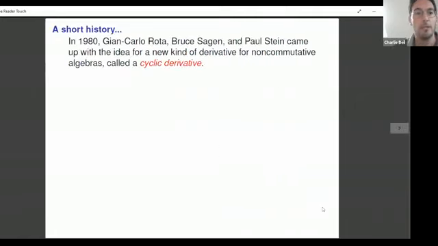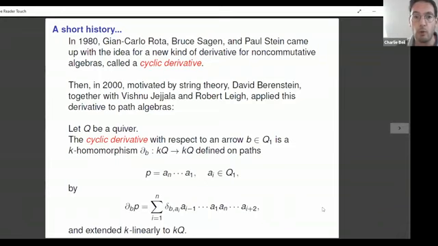Okay, so in 1980, Rota, Sagan, and Stein came up with the idea for a new kind of derivative for non-commutative algebras called a cyclic derivative. Then in 2000, motivated by string theory, David Berenstein, together with Vishnu Jejjala and Robert Leigh, applied this derivative to path algebras.